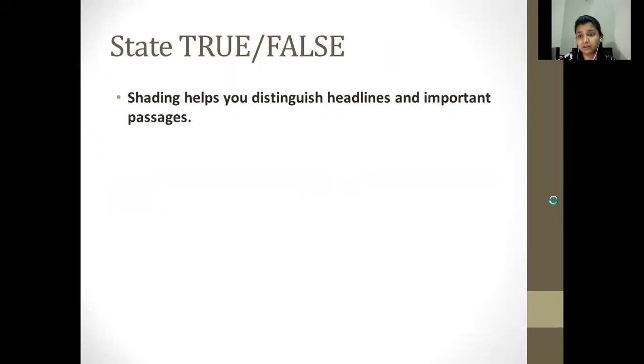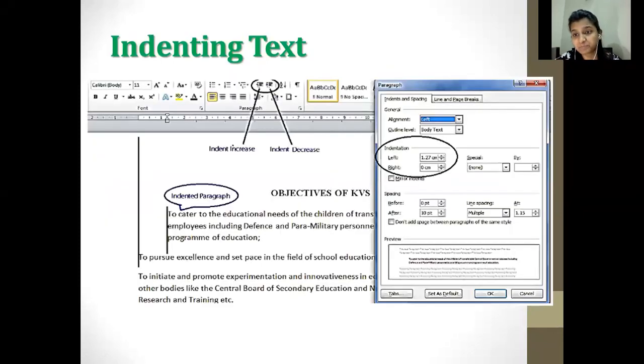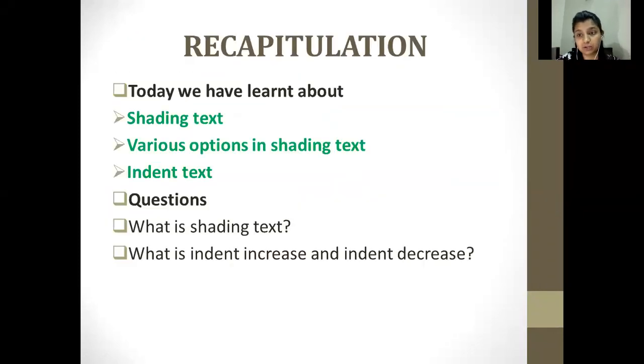So today we have learned about the shading text, then we have understood about the indenting text, then we have understood about the various options in the shading text. Okay, I would like to ask you, what is shading text now? I have explained it many times, so I assume you are all clear with the shading text now. Yes, you are understanding it right. Shading text is the background color which is given to the text.